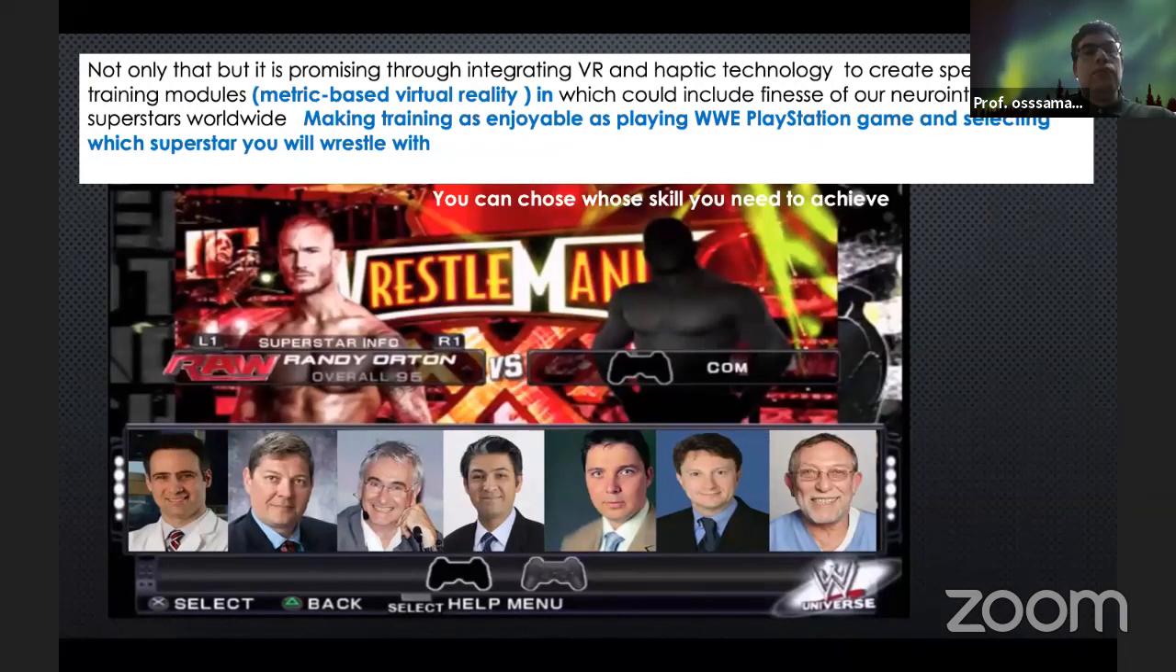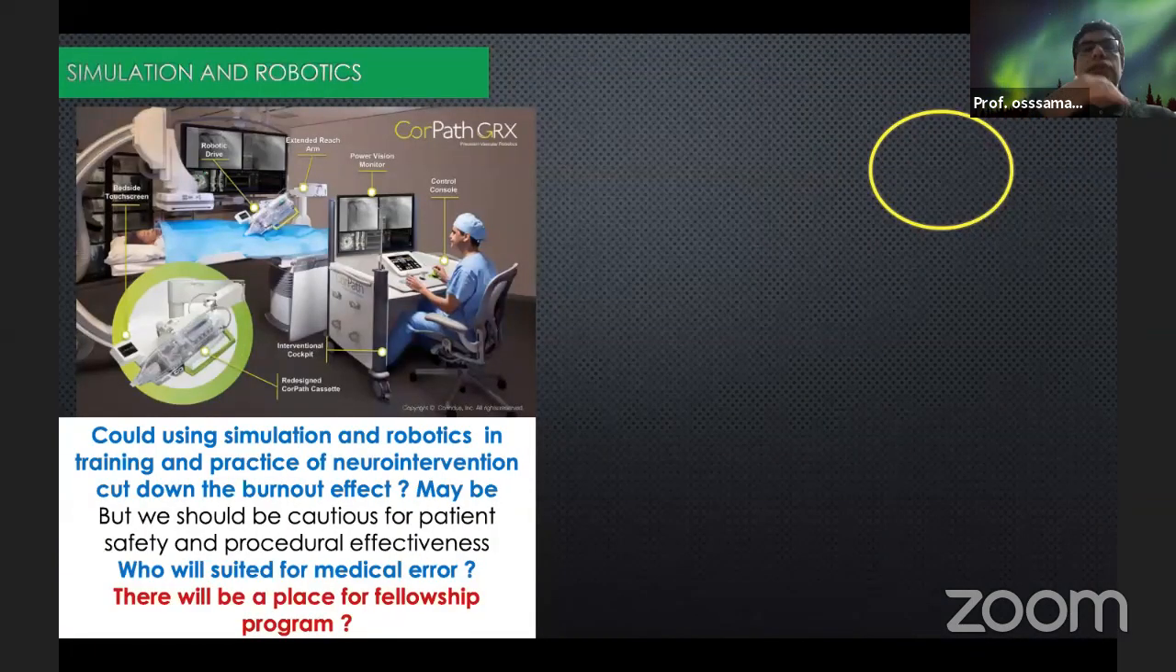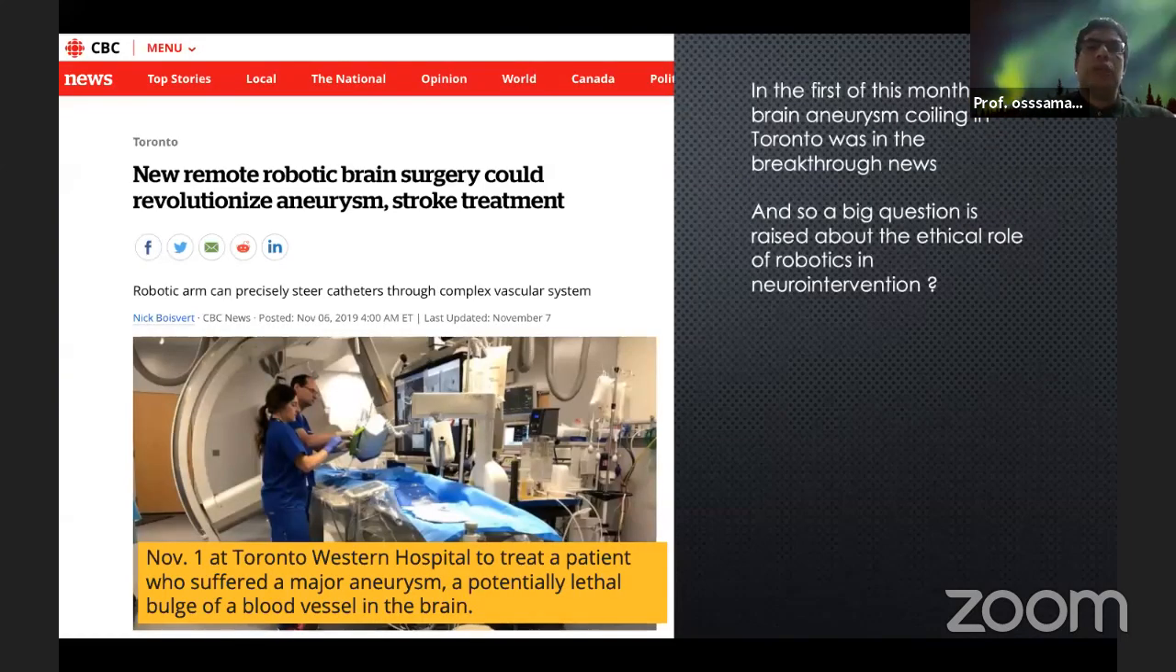And then we come to robotics, and this is a new era in neurointervention. I think the news is coming out increasingly about the first use of remote robotic brain surgery, or remote robotic endovascular treatment of aneurysm or carotid stenting. And the first one was in Toronto, by a group of Toronto interventional neuroradiologists.